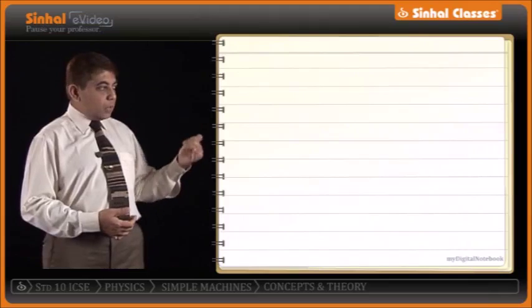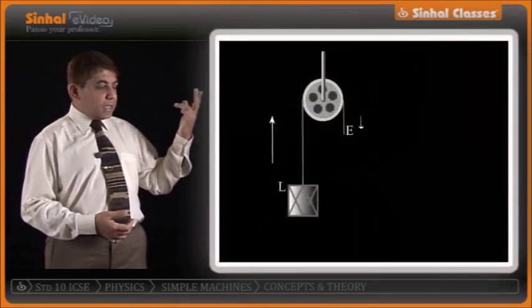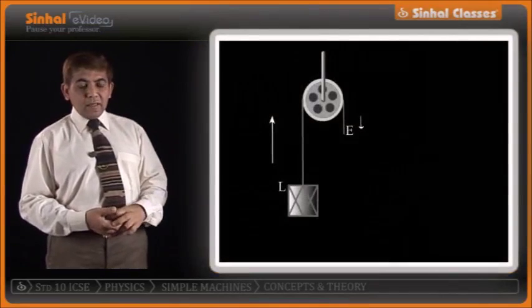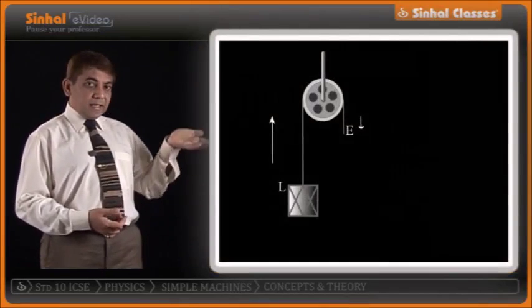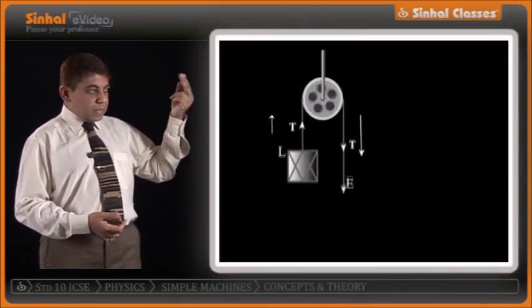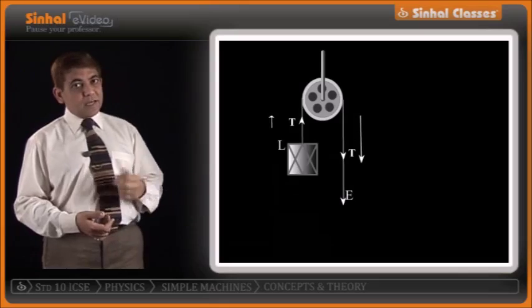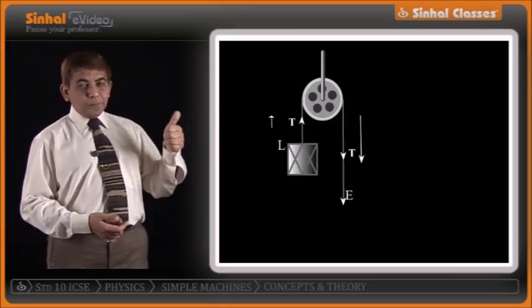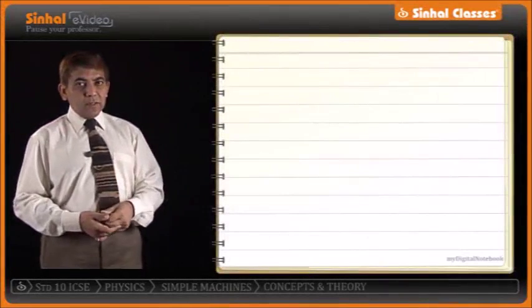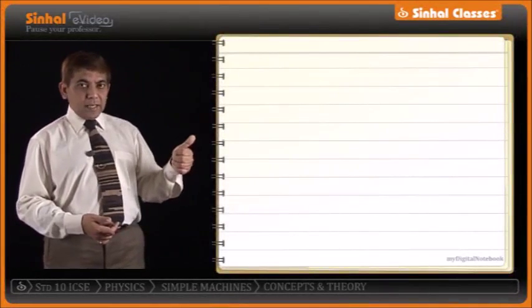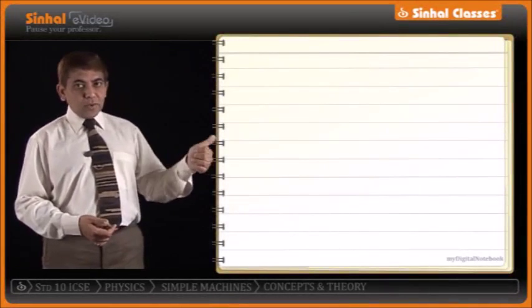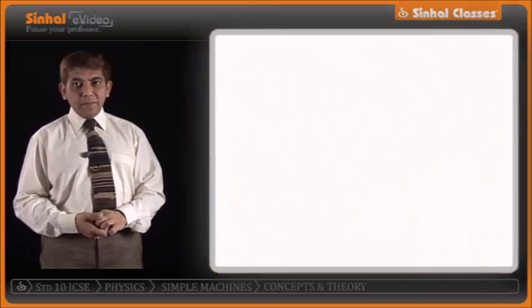Let's see how this pulley works. We have the load at one end. We are applying the effort at the other end. The load is being lifted against gravity. At the same time, the effort is applied towards gravity. So we get the convenience in direction. And since we get the convenience in direction, we always use it as a simple machine.